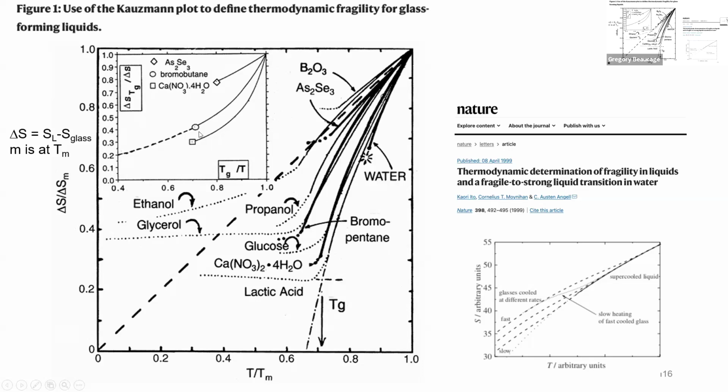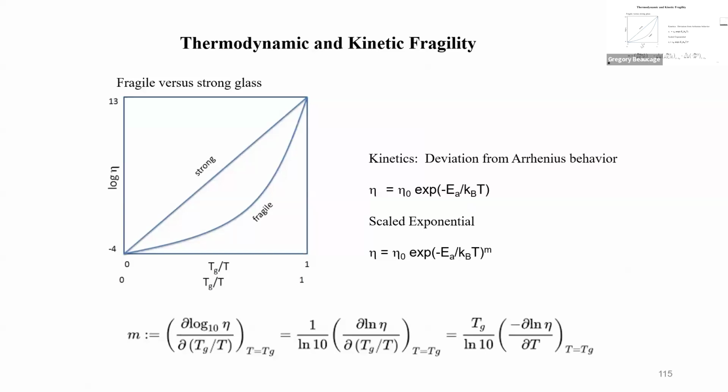All right, so there's this fragility concept of the glasses. It has to do with this entropy. This is the entropy difference between the liquid and the glass, normalized by what it would have been at the melting point. So the bigger that entropy distance, the more fragile the glass is. Anyway, there's a paper online that talks about that. It's kind of interesting if you're interested in that.